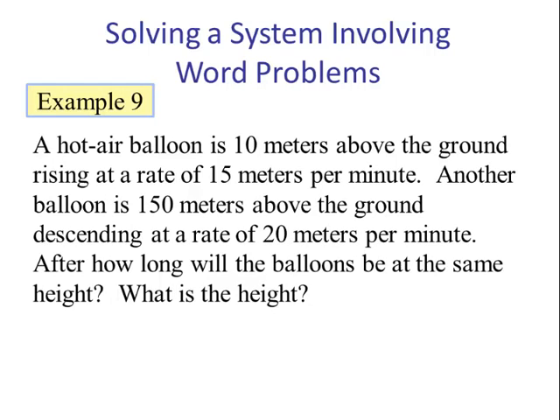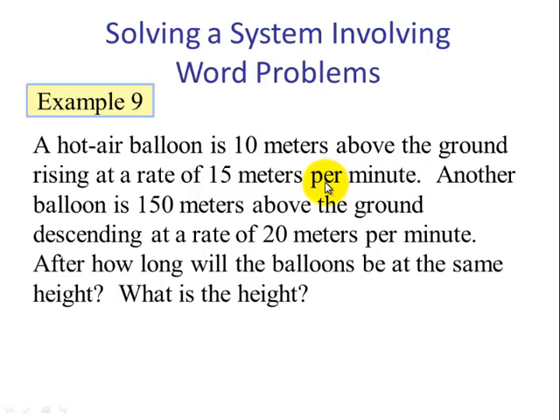Example 9. A hot air balloon is 10 meters above the ground, rising at a rate of 15 meters per minute. Another balloon is 150 meters above the ground, descending at a rate of 20 meters per minute. After how long will the balloons be at the same height? What is the height? So again, in this case, we can identify the variables by the question. We want to find out how long, so we want to find out time, and we want to find out height. And it also helps to see here, we can think of this as slope, 15 meters per minute.